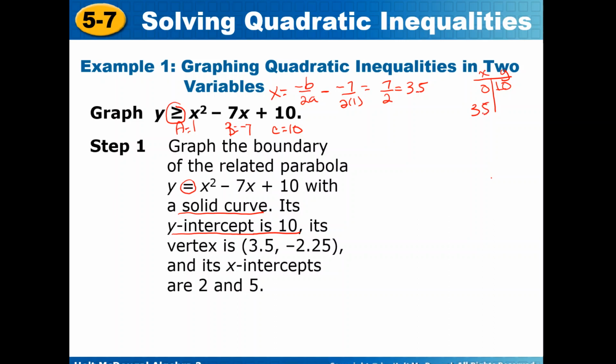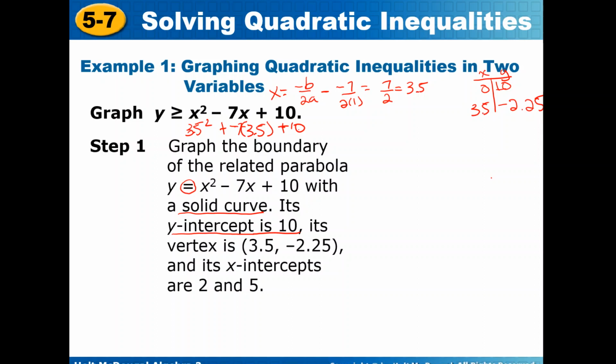And then to find the y, we're just going to substitute that x back into the equation. So it would be 3.5 squared plus negative 7 times 3.5 plus 10. And when we add all that up, you end up with negative 2.25.